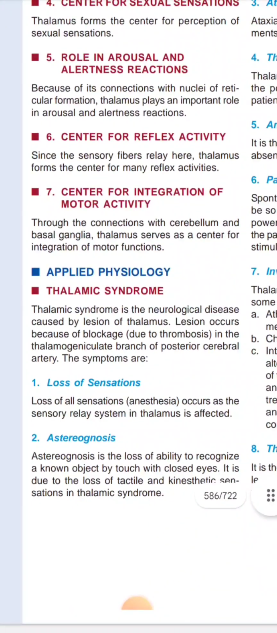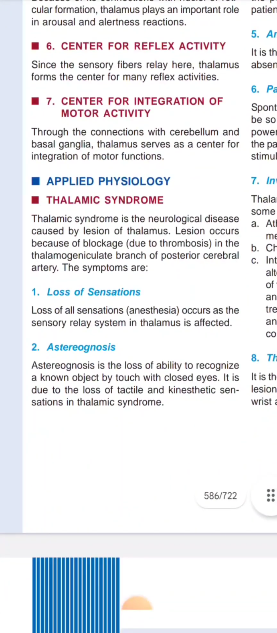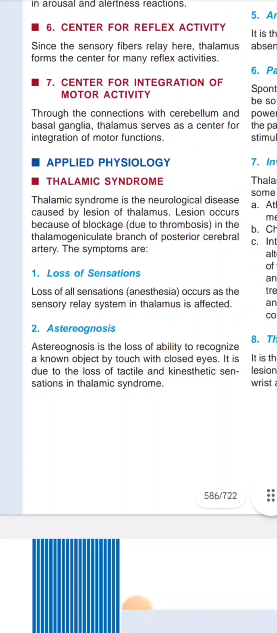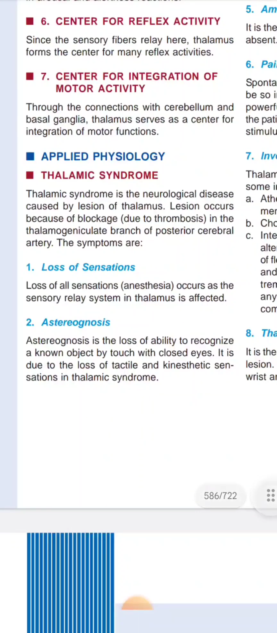Coming to lesions, any injuries to thalamus lead to different types of syndromes. Under that, first one is thalamic syndrome. So what are the symptoms? What is the cause? For thalamic syndrome, lesions occur because of the blockage in the thalamogeniculate branch of posterior cerebral artery. So because of lesion in that artery, the following symptoms will be seen.